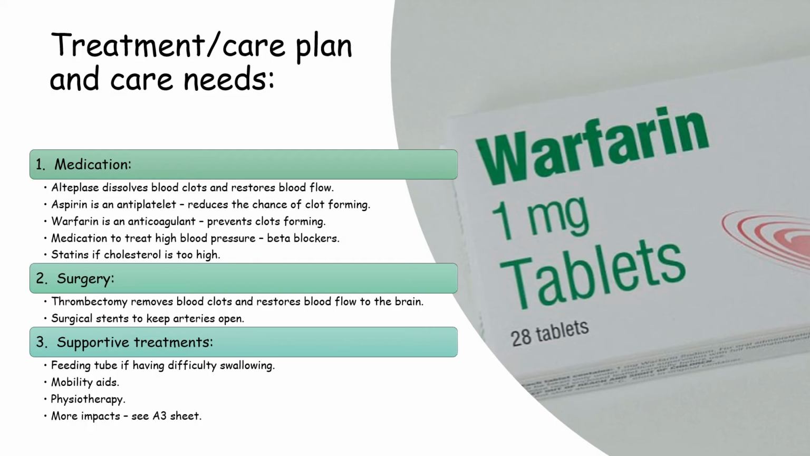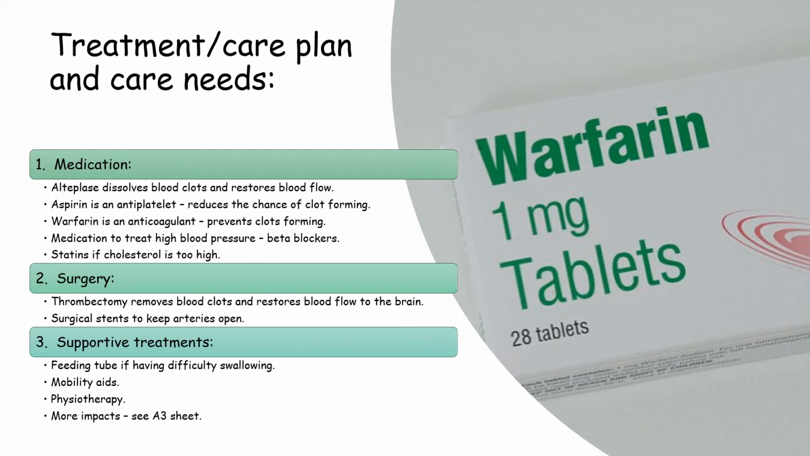If your cholesterol is too high, you might be given a statin. If you have high blood pressure, you might also be given a beta blocker. These also help with heart arrhythmias. You could be given surgery, a thrombectomy, which removes blood clots and restores blood flow to the brain.